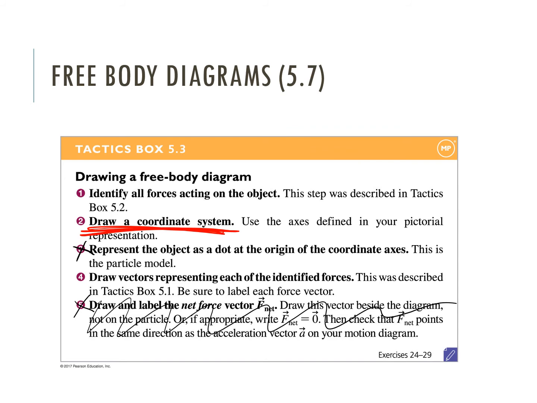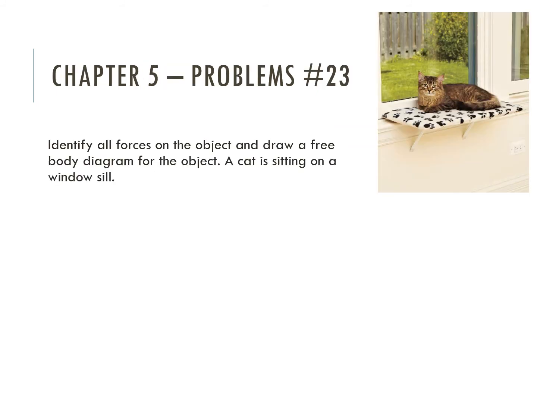So as we get into Newton's laws of motion, I'll come back to talking about free body diagrams and how they're drawn in more detail and how we can use them associated with Newton's laws of motion. But right now, we're just introducing the idea of it, and let's do an example of figuring it out. So here we want to identify the forces on the object and identify the free body diagram for the object, which in this case is a cat sitting on a windowsill.